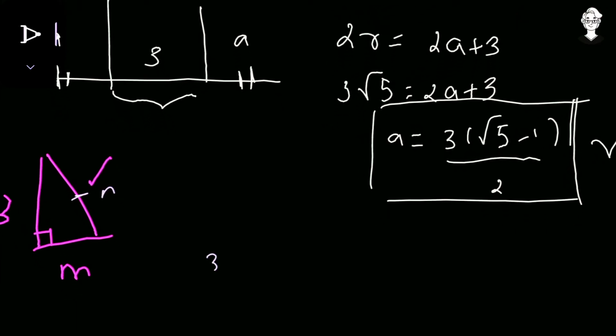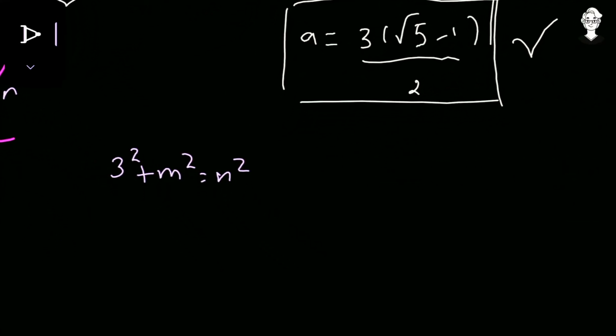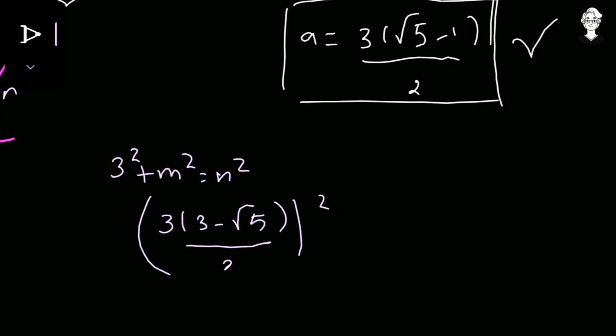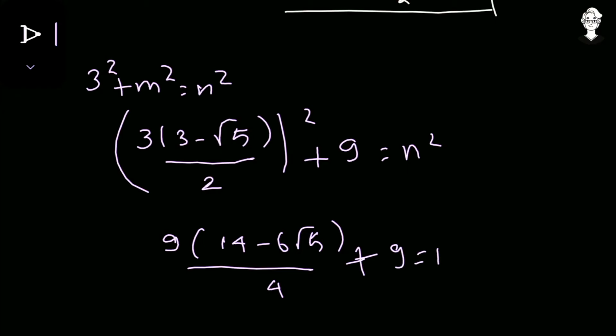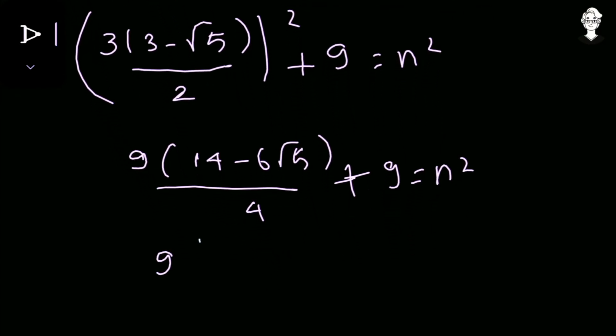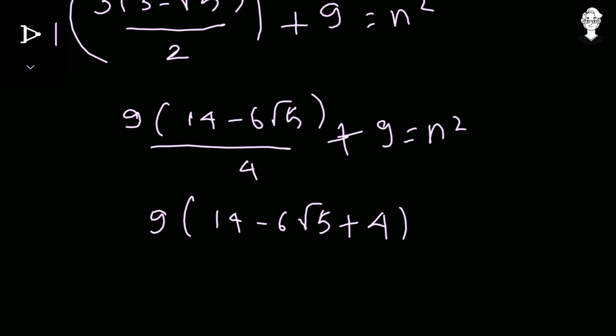So from here we have that 3 square plus m square is equal to n square. The value of m is 3 times (3 minus square root of 5) upon 2, the whole square, plus 3 square, that's 9, and that is the value of n square. So simplifying it over here, 3 square is 9, (3 minus square root of 5) the whole square becomes 14 minus 6 times square root of 5, upon 4, plus 9, and that is equal to n square. Taking 9 common out, it forms 14 minus 6 root 5 plus 4 upon 4, that is equal to n square.